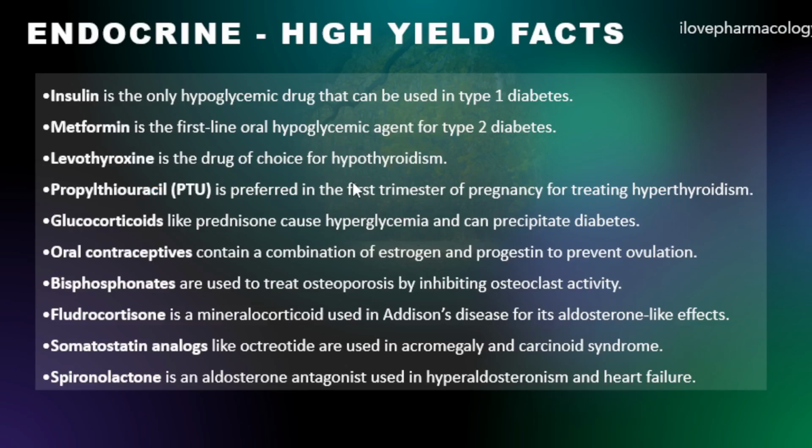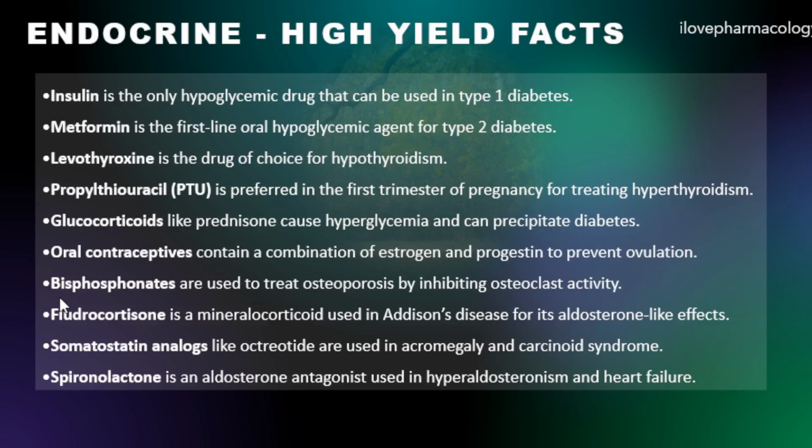Propylthiouracil is the antithyroid drug of choice during the first trimester of pregnancy for hyperthyroidism. Glucocorticosteroids like prednisone can cause hyperglycemia, and they are more prone to, or they can precipitate, diabetes mellitus. Coming to the oral contraceptives, which contain the combination of estrogen and progesterone to prevent ovulation.